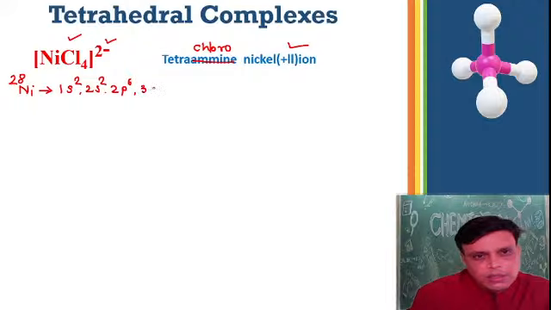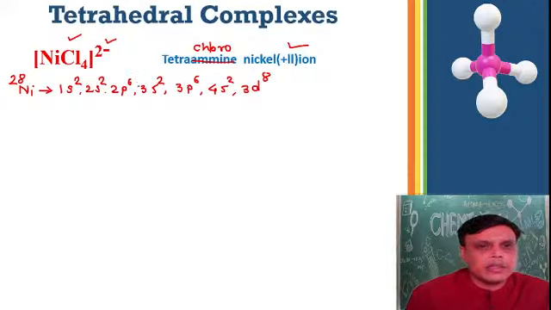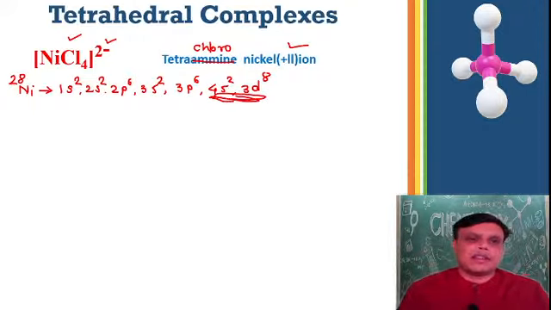2p6, 3s2, 3p6, 4s2, 3d8. 3d8: 10, 20 and 28. Okay, so 4s2 3d8, this is called as a valence shell electronic configuration. This is called as valence shell electronic configuration.